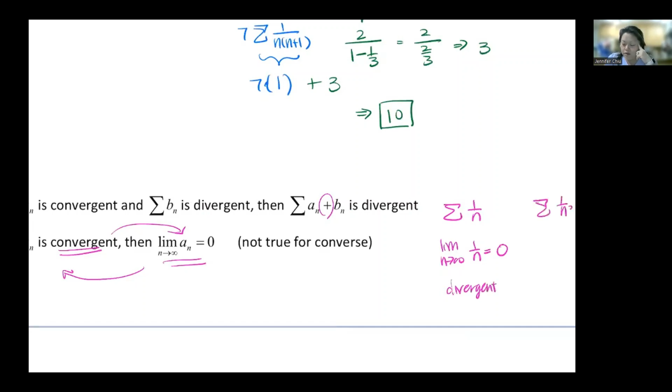We are going to look at this one, and we'll talk more about this one in the next lesson. But for this one, yes, the limit is 0, and it is convergent. With more tests, we will see that it is convergent. So again, reminding you of this theorem: if the limit is equal to 0, it does not necessarily mean that it is convergent. But if it is convergent, this limit will for sure equal 0.